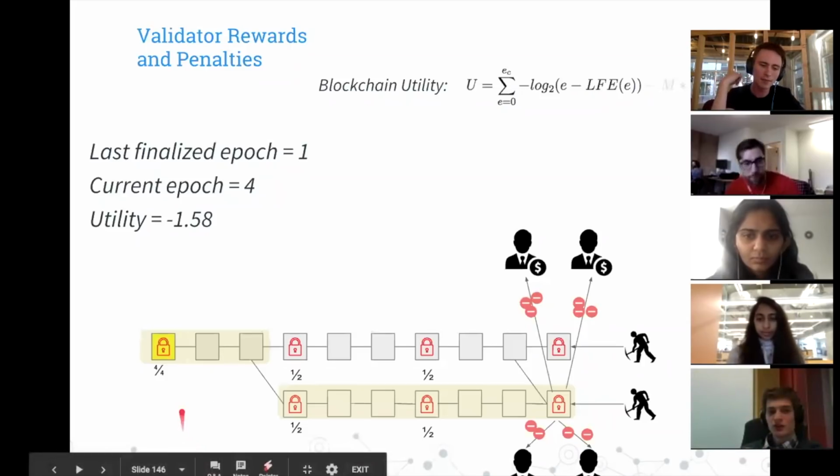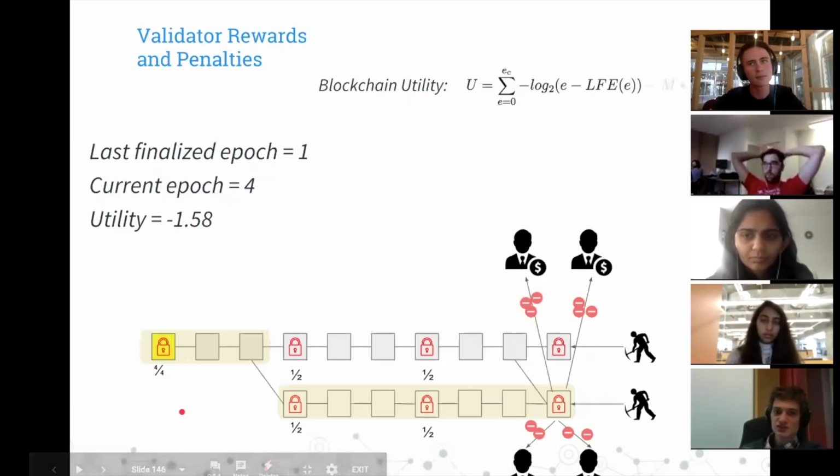Related follow-up. If you do have, let's say, 1/3 plus 1 dishonest, they could technically, let's say, permanently split the network into 2.